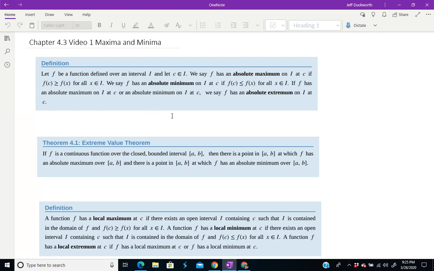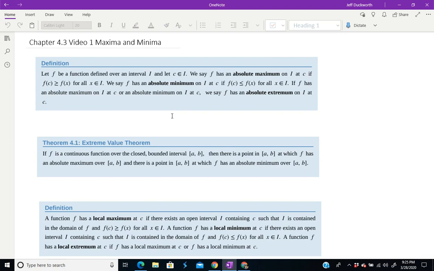So if it's got one of these things, we say that our function f has an absolute extremum on I at the value c. So typically we're not looking for the y value specifically, we're looking for the x value where there's a max or where there's a min.